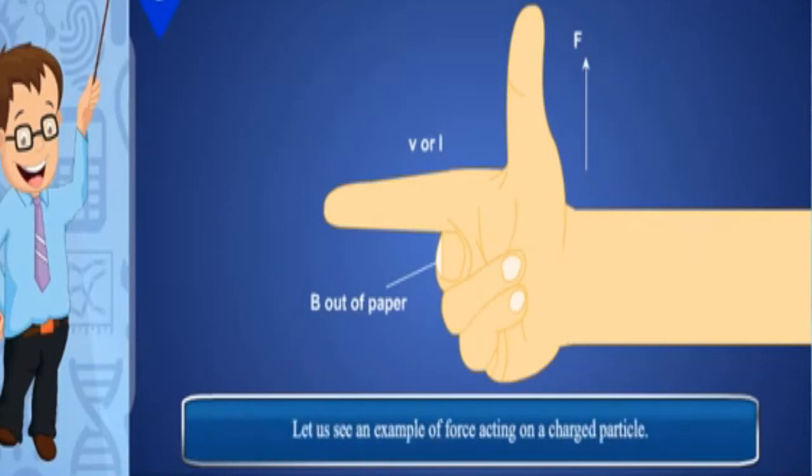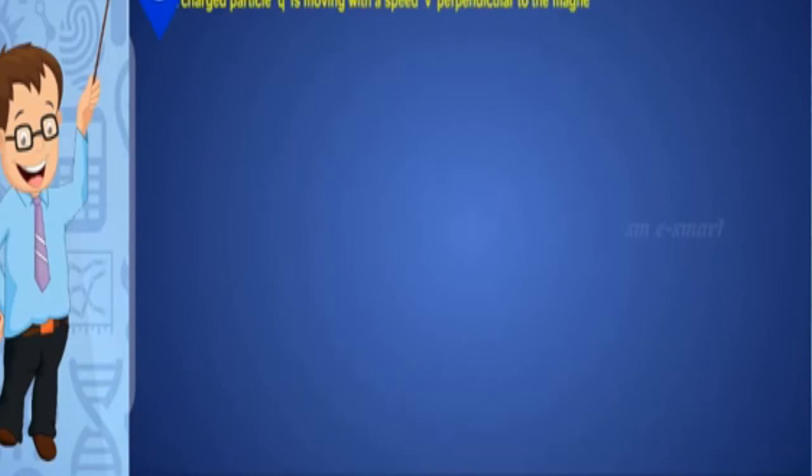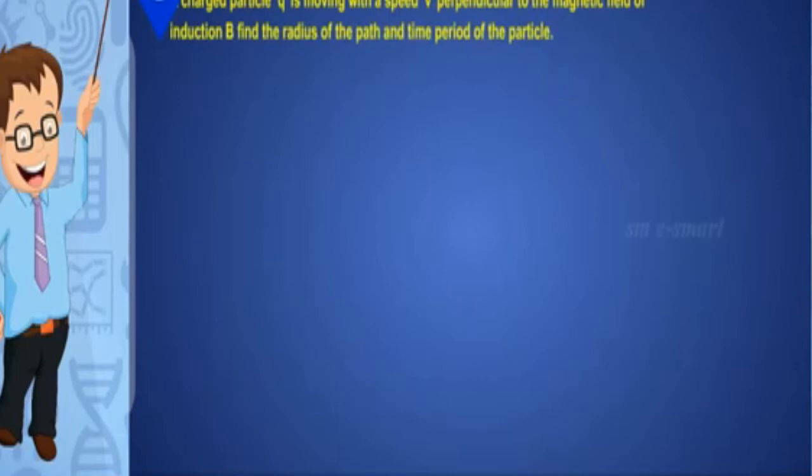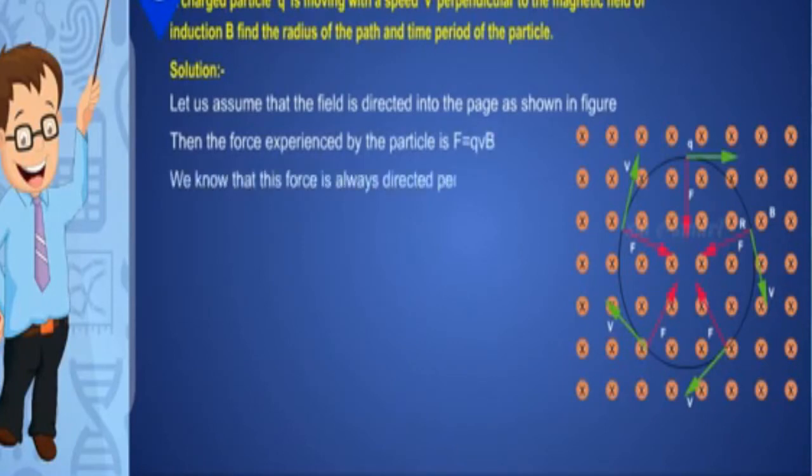Let us see an example of force acting on a charged particle. Example: a charged particle Q is moving with a speed v perpendicular to the magnetic field of induction B. Find the radius of the path and time period of the particle. Solution: let us assume that the field is directed into the page as shown in figure. Then the force experienced by the particle is F equals QvB.